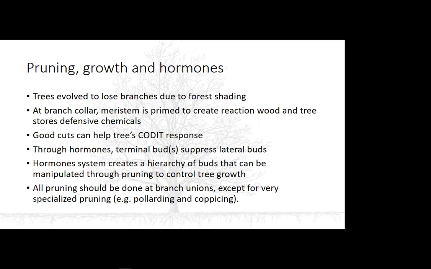And all pruning should be done at branch unions, except for some very specialized pruning systems that they may still be talking about, pollarding and coppicing. These are medieval pruning systems that were designed to grow sprouts, because that's all the medieval peasants could get. The trees belong to the Lord. The sprouts belong to the medieval peasants, and they used them for making brooms, for building walls.